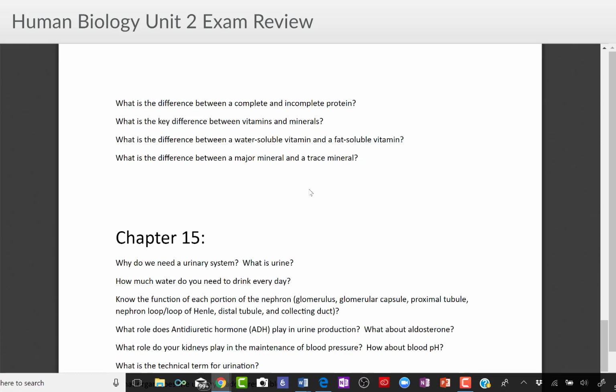All right, what's the difference between a major mineral and a trace mineral? It's not about importance. Let's see where we're at here.